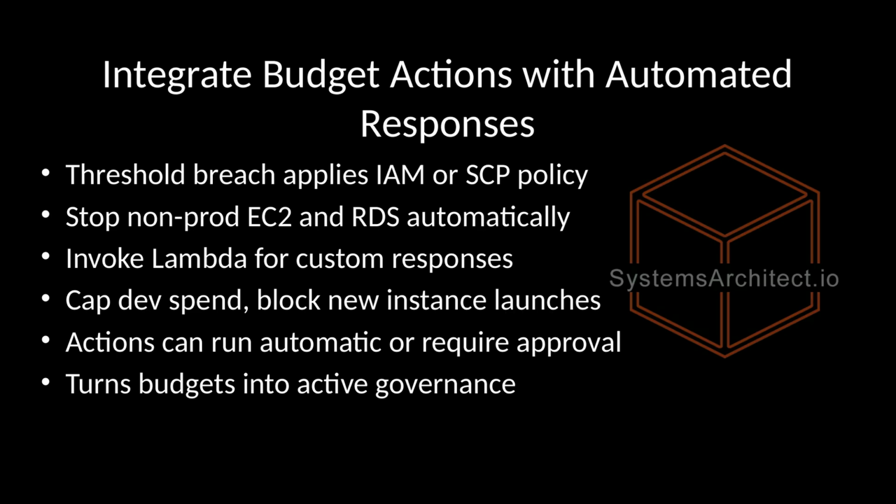4. Integrate budget actions with automated responses. Configure AWS Budget Actions so a threshold breach automatically applies an IAM policy, stops non-production instances, or invokes a Lambda function. A common pattern caps a dev account and blocks new instance launches until someone reviews the spend. Test actions against a non-critical budget first, since an aggressive action can interrupt real work.